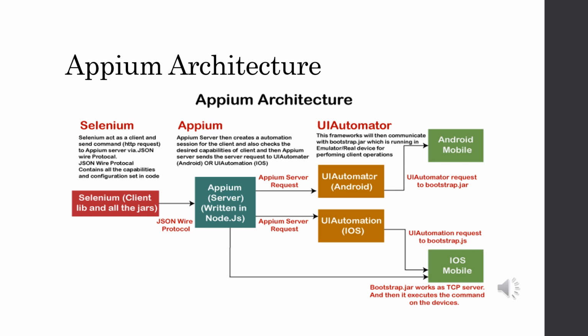The Appium server creates an automation session for the client and checks the desired capabilities of the client. When Appium sends the server request to the iOS automation or Android UI Automator, the request will be processed by UI Automator for Android or UI Automation for iOS. Then the communication will be given to the UI Automation request to bootstrap.js for iOS mobile applications. Bootstrap jar works as a TCP server and then it executes the commands on the devices. That is how it is simulated here.